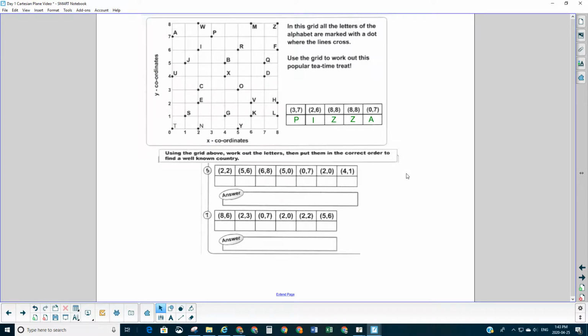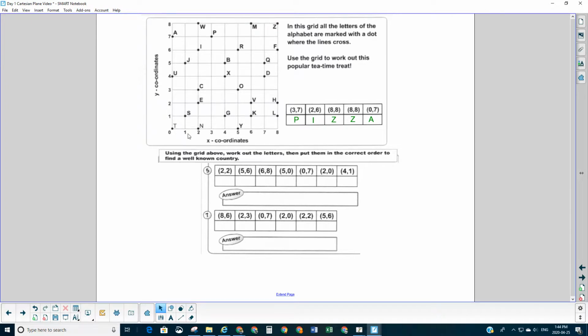All right. So I'm going to ask you to pause the video just for a second. And you can just look at this and write it on a scrap piece of paper. You're not going to hand anything in here. Using the grid above, work out the letters and then put them in the correct order to find a well-known country. So what you're going to do is you're going to get all these letters, but it's going to be scrambled up. Then you'll have to decide what the country is.